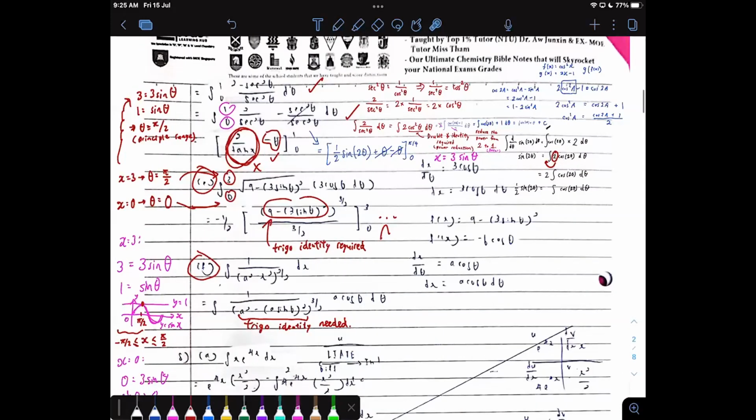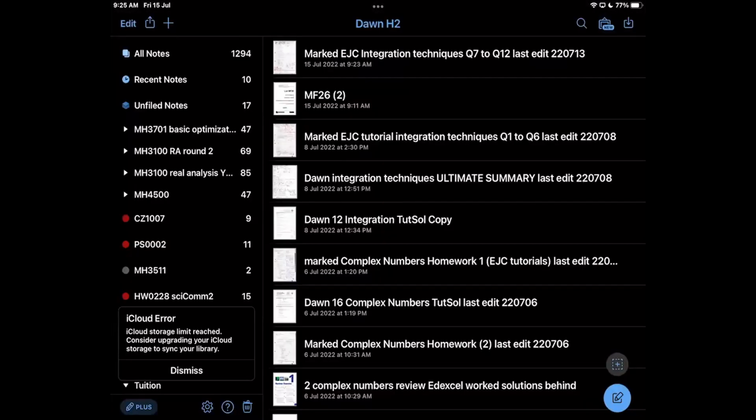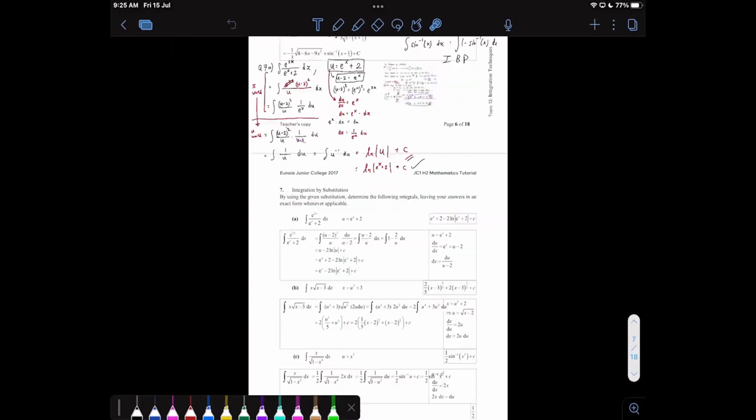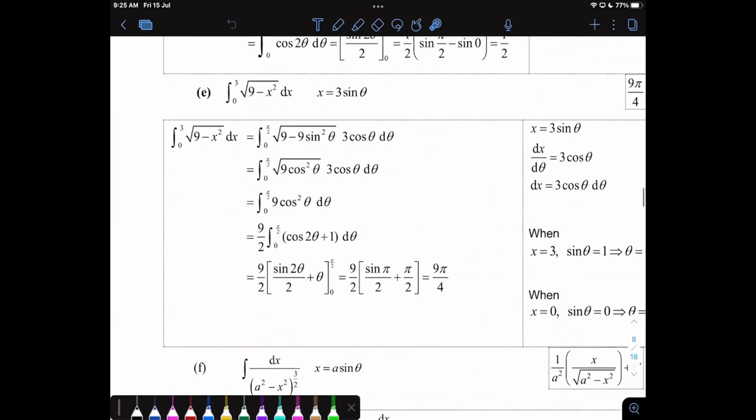Then you substitute in this part, it's okay for part E. Then here, you got this to this part, 9 minus 3 sine theta bracket square is okay. But what you need to do now is to use trigo identity. Let me just show you the solution now. This is 7 part E. Oh, wrong file. Let me find the correct file. Okay, let me show you. So here's how you solve it.